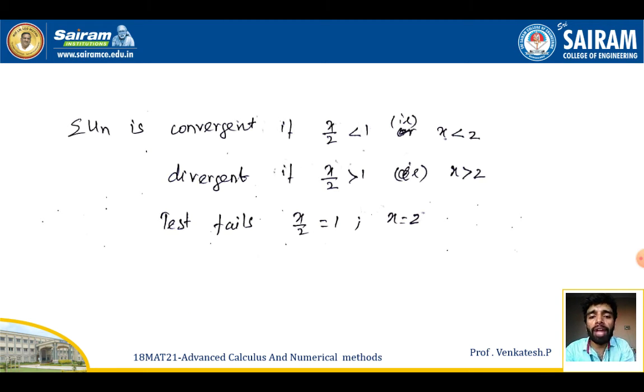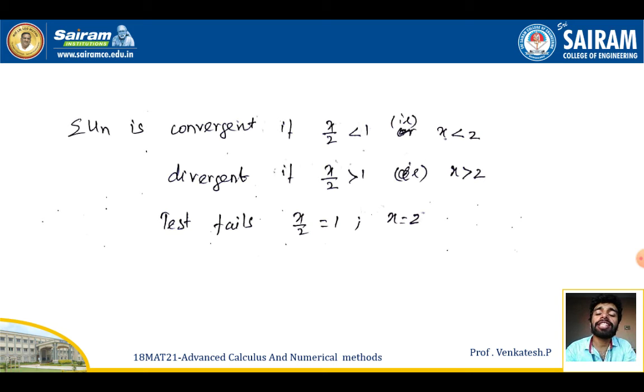So we have to fall into three cases here. The summation un is convergent here if x by 2 is less than 1. That is, if x is less than 2, it will be convergent. Similarly, it is divergent if x by 2 is greater than 1. That is, if the x value is greater than 2, we can say it is a divergent. So test will fail if x by 2 is equal to 1, or if x is equal to 2, the test fails.